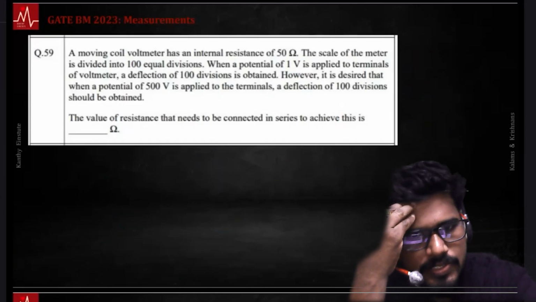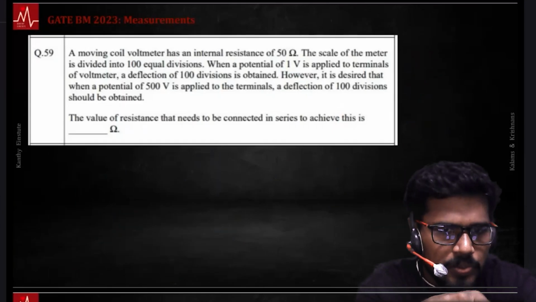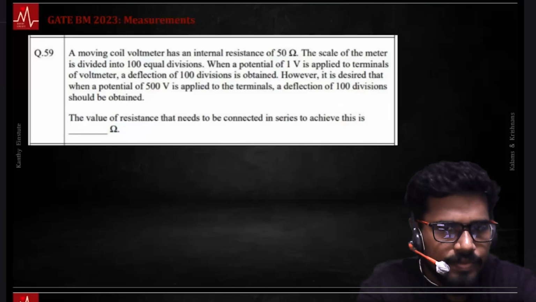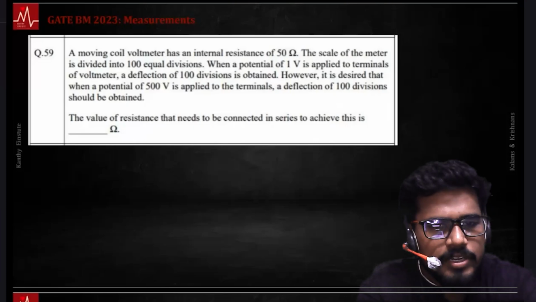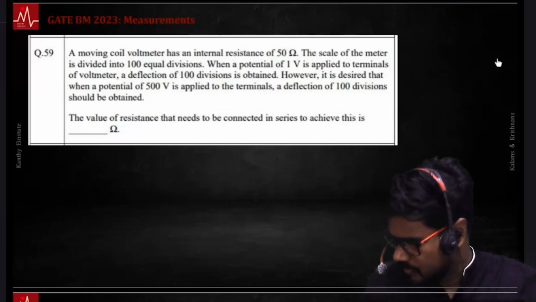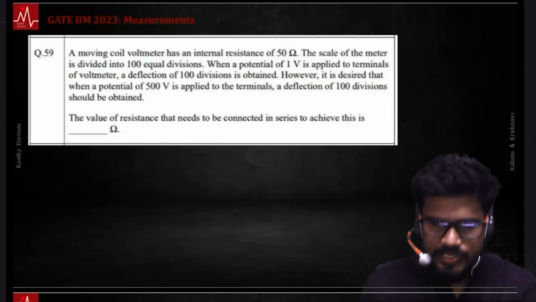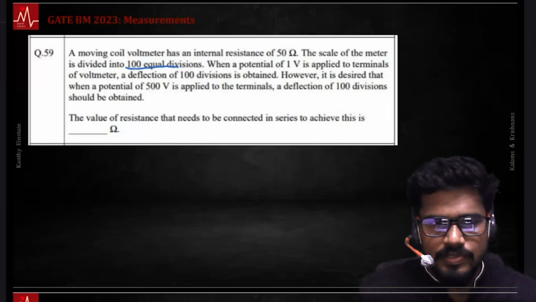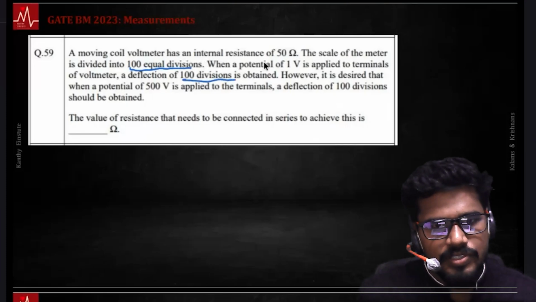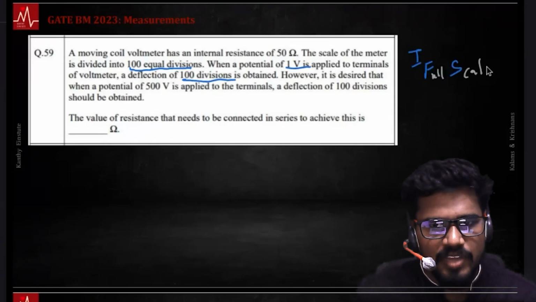A moving coil voltmeter has an internal resistance of 50 ohms. The scale of the meter is divided into 100 equal divisions. When a potential of 1 volt is applied to the terminals, a deflection of 100 divisions is obtained. At this stage, this is the full scale current. The scale has 100 divisions, and 1 volt results in 100 divisions, so 1 volt corresponds to I full scale. The scale is full; 100 is completed.